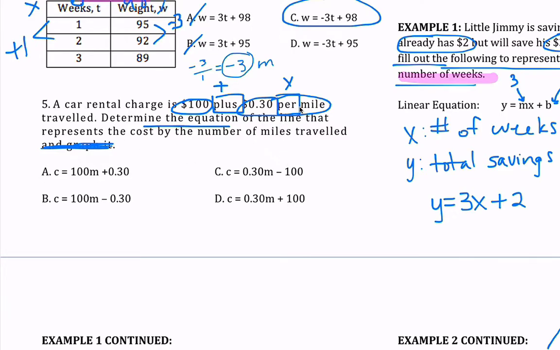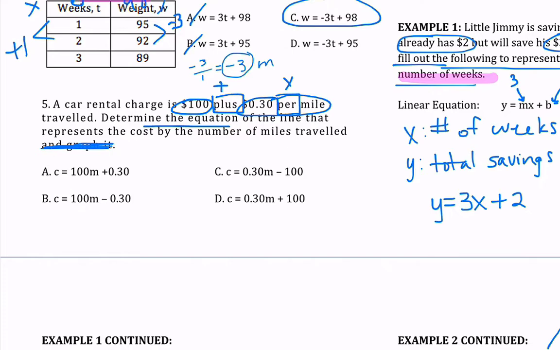Also, if you see per something, that's also a dead giveaway for a slope. So when you go to rent a car, no matter how far you take it, you're going to have to pay the $100. So the base fee is $100. Plus, you're going to have to pay 30 cents per mile. So 30 cents for every single mile. All right? Okay, so which of these equations match that story?